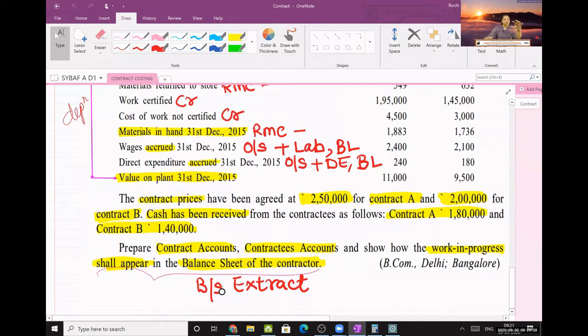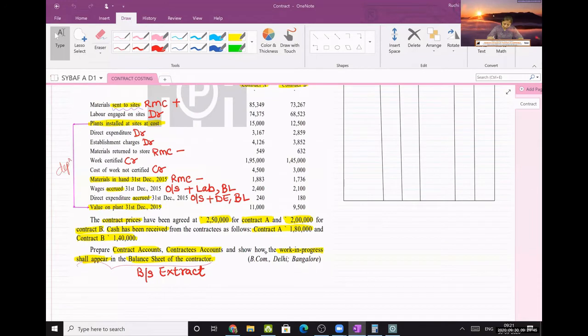Okay, generally in some sums, we will be doing only the balance sheet extract. The balance sheet won't tally. That is why it is known as extract of balance sheet, just for presentation style. Am I clear with the question? Please acknowledge it in the chat box.